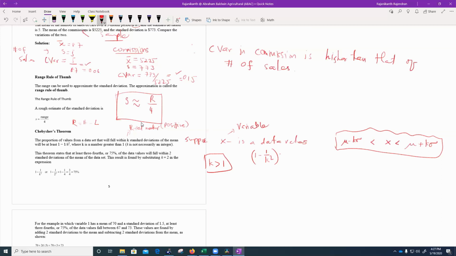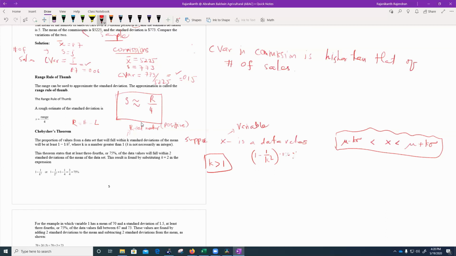So if you multiply this by 100, then you will get the percentage, right? So what are they telling? They are telling that at least 1 minus 1 over k squared times 100 percent of the entire data values will be between mu minus k sigma and mu plus k sigma.